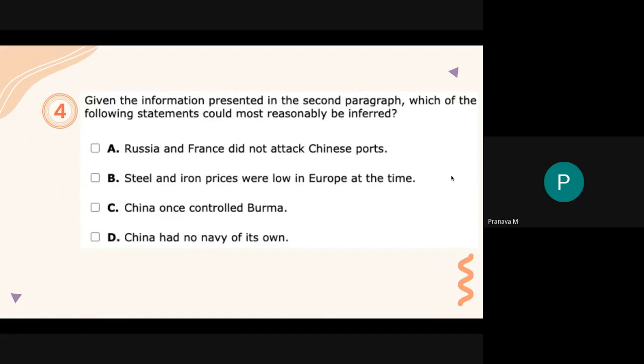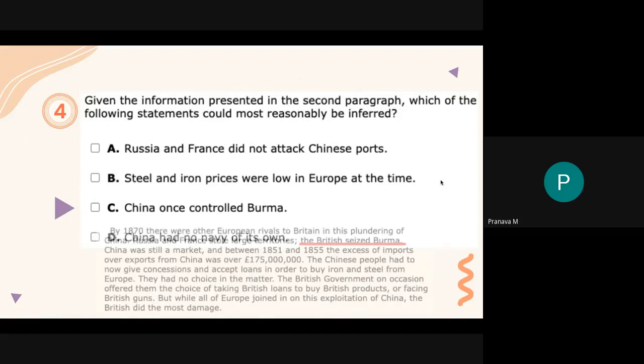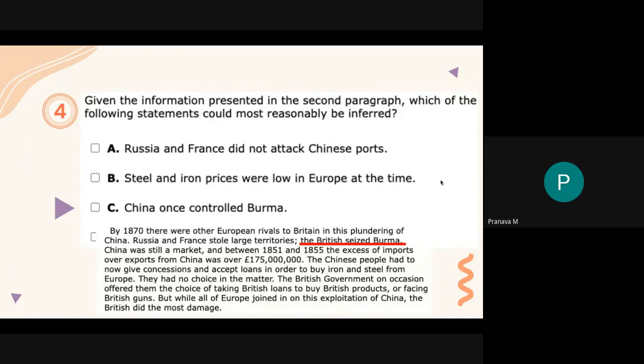And then the fourth question, given the information presented in the second paragraph, which of the following would most reasonably be inferred? So show the second paragraph. It doesn't mention Russia and France not attacking Chinese ports, but we don't have enough information to assume it. Like, we know the paragraph doesn't say it didn't happen. It just said in the previous paragraph that the British did this.